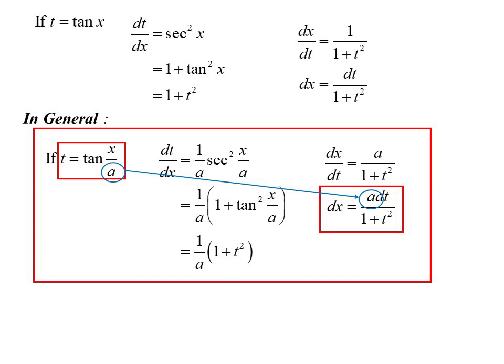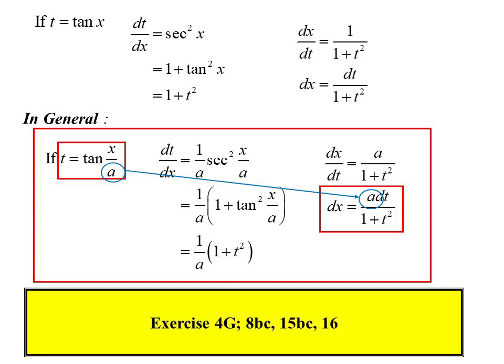If I wanted to do x on 3 for some insane reason, then I would have 3 dt on 1 plus t squared, and so on. Okay, so we'll just add those few questions there.